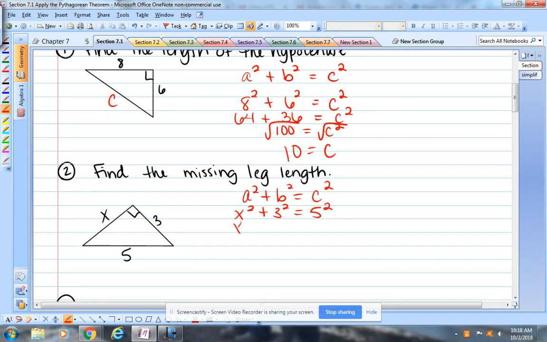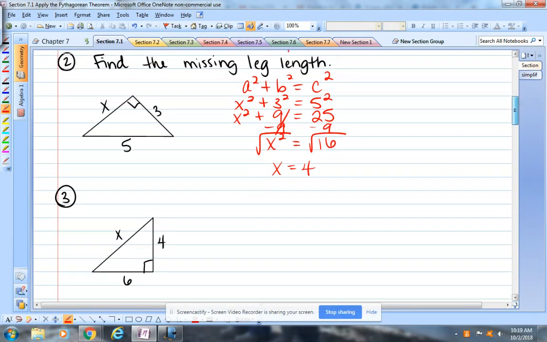So X squared plus what's 3 squared? 9 equals what's 5 squared? 25. And then we get X squared by itself. So I subtract 9 and I get X squared equals what? 16. And how do I solve for just X? Square root of both sides, and X equals 4. That's a special right triangle, 3, 4, 5. We'll talk about those in a little bit.